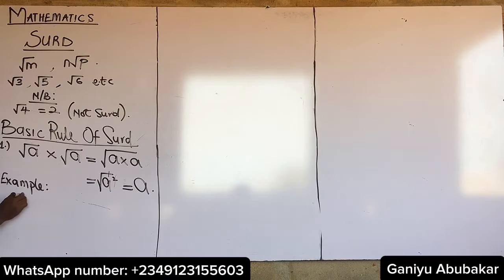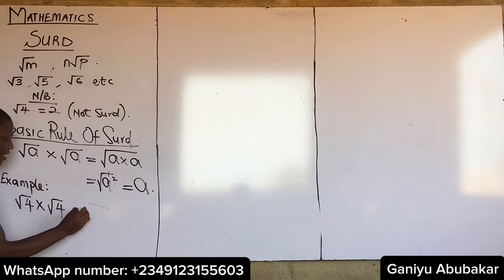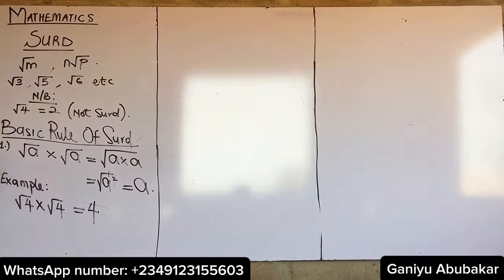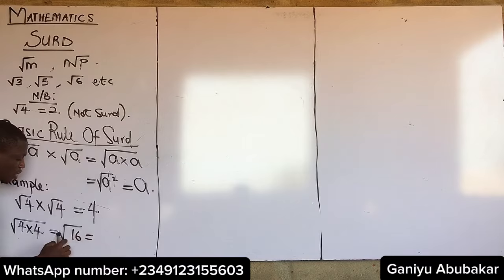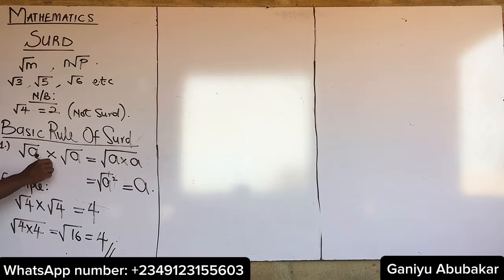If I have root 4 multiplying root 4, my answer is 4. True or false? True. Root a times root a, I'll have a. Root 4 times root 4, I'll have 4. Why is it 4? Root 4 times root 4 is equal to the square root of 4 times 4, which gives root 16, which is 4, as you can see. That's the idea behind rule 1.